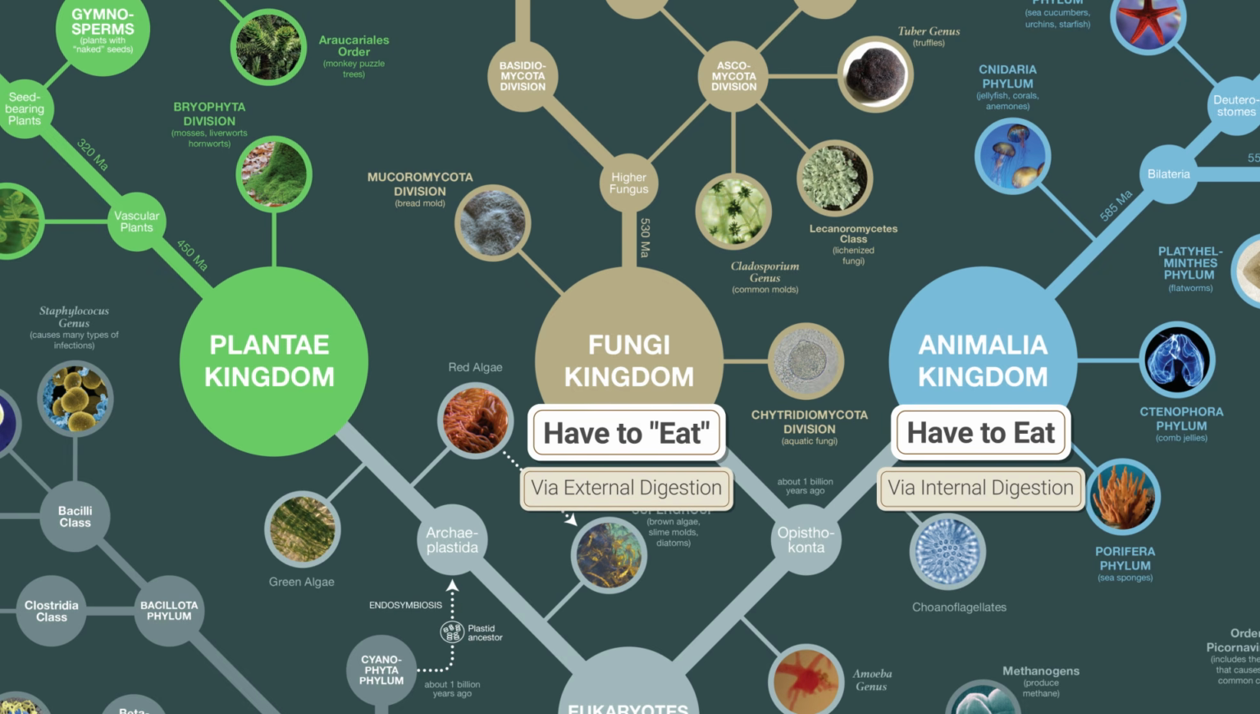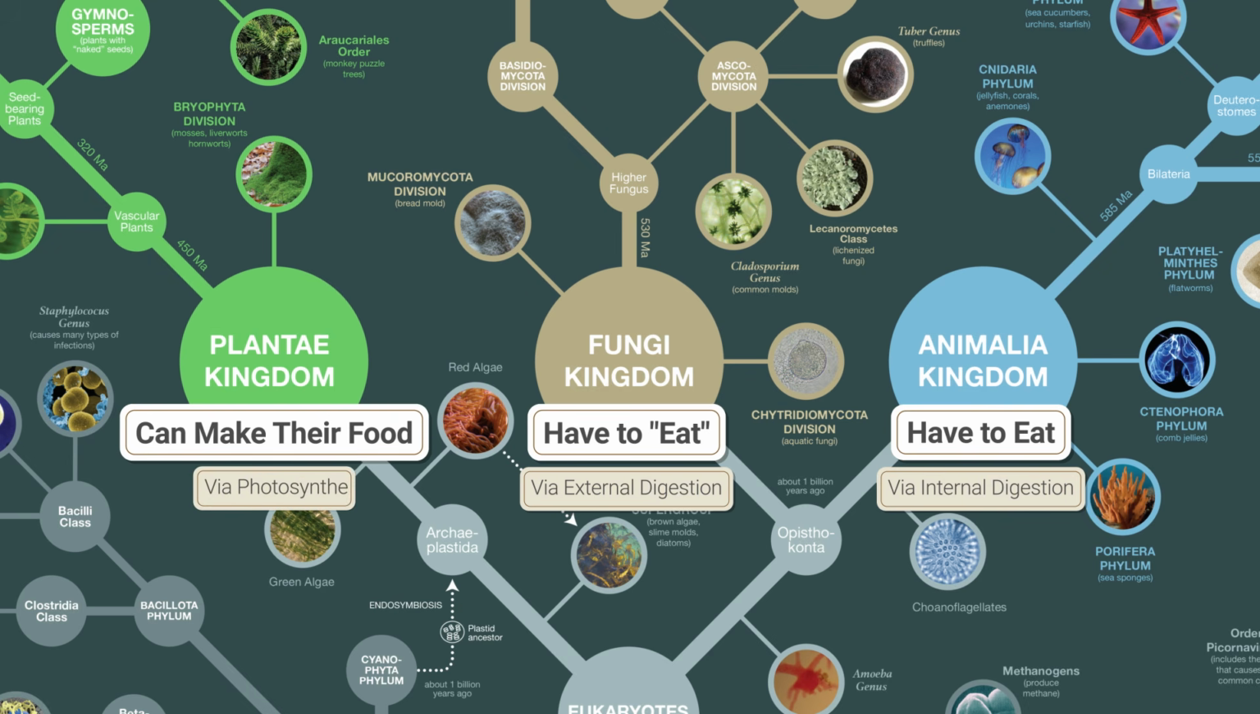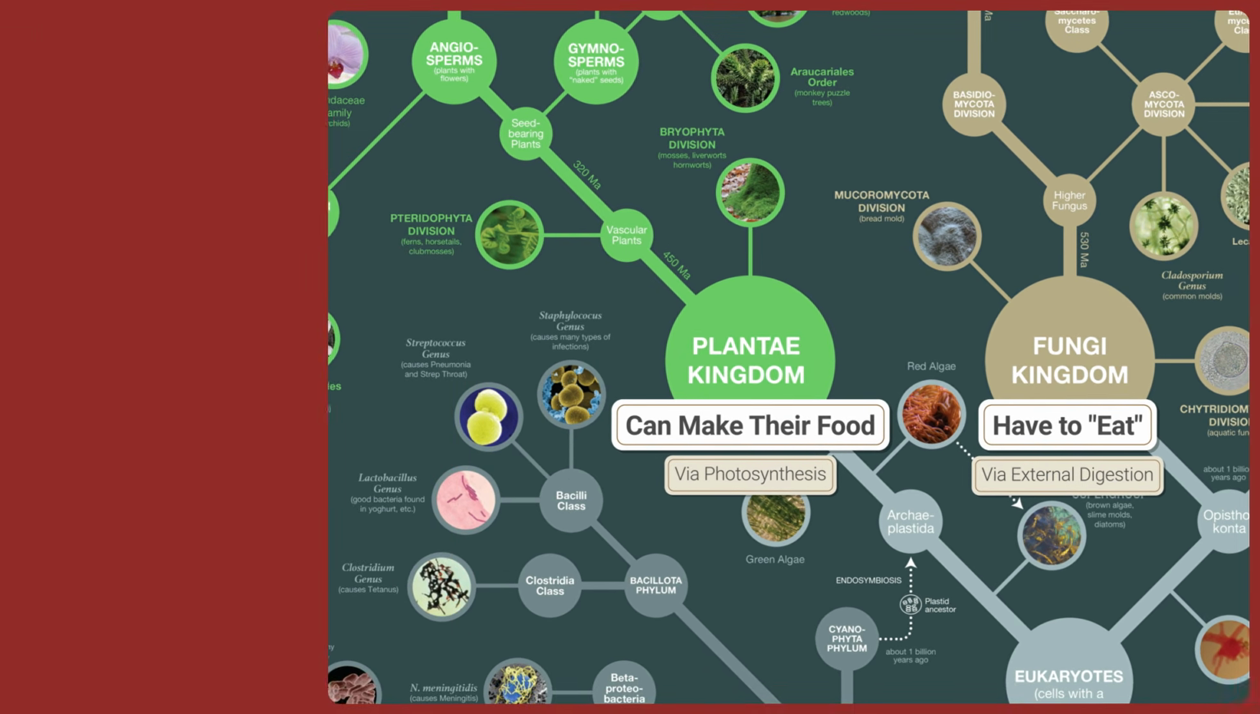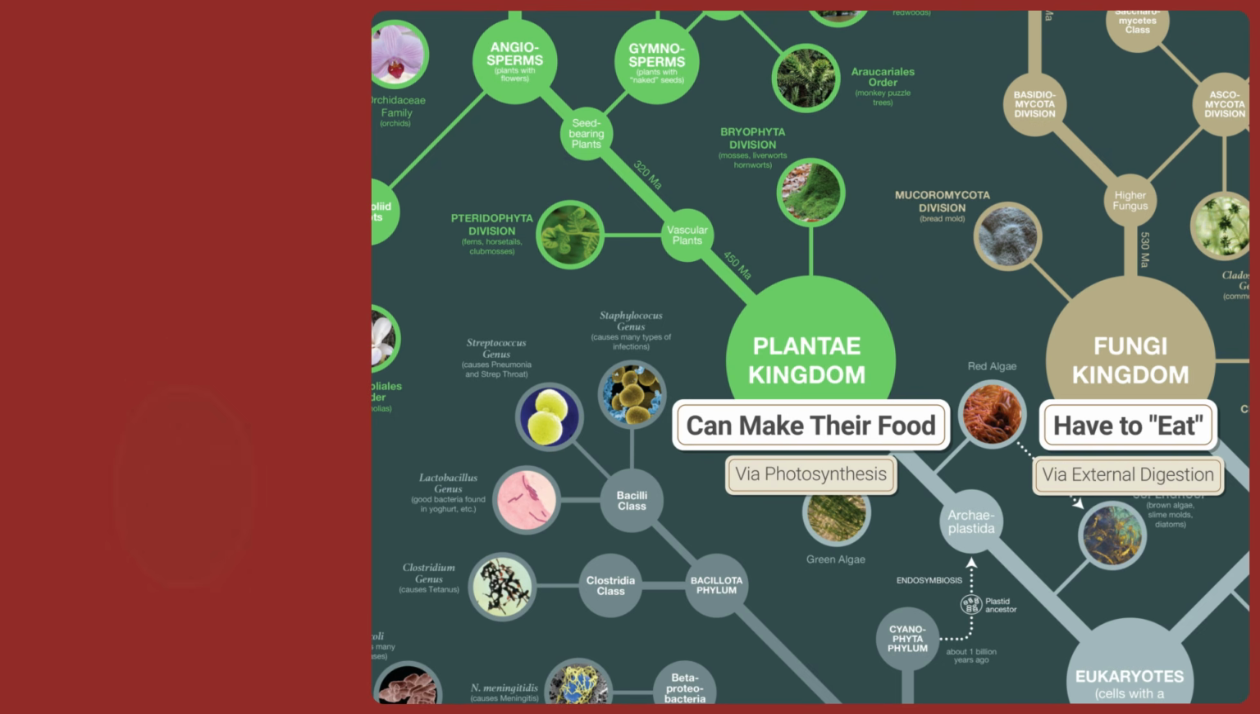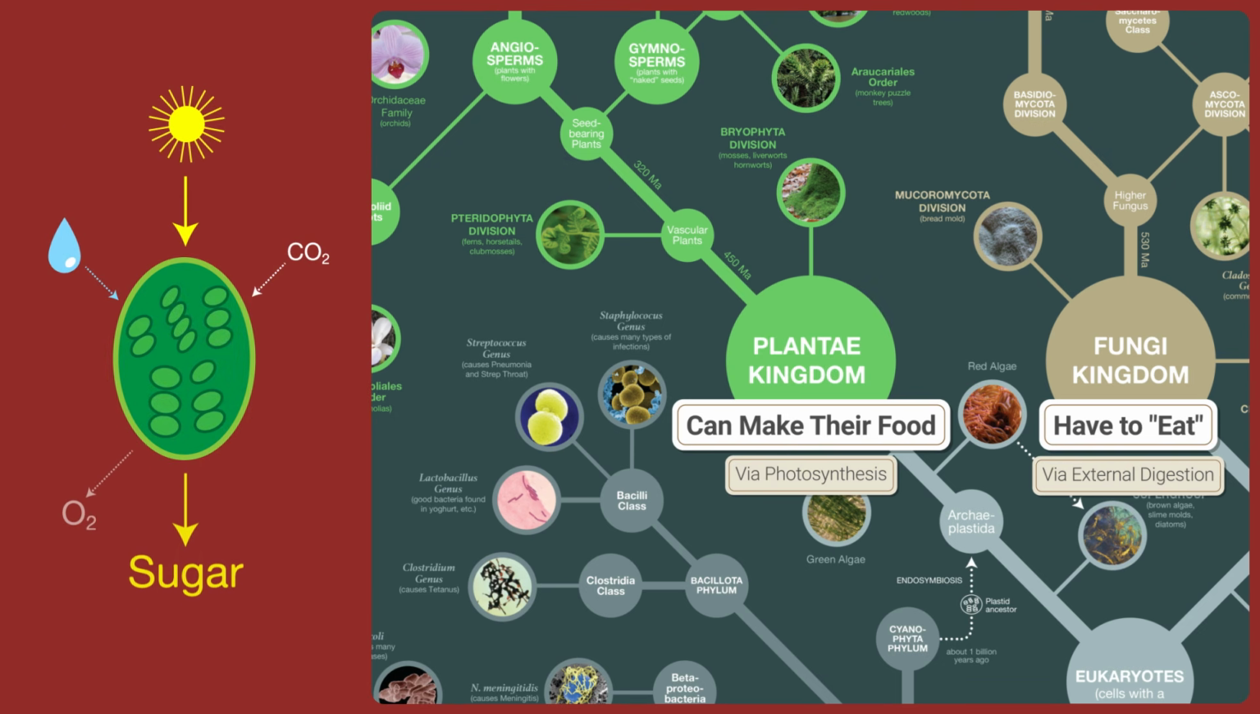But plants are super special because they alone have the ability to make their own food through a process called photosynthesis. They can do this because they have little green cell parts called chloroplasts that take energy from the sun and turn it into sugar. Interestingly, the word chloroplast comes from the Greek and literally means green thing that makes.